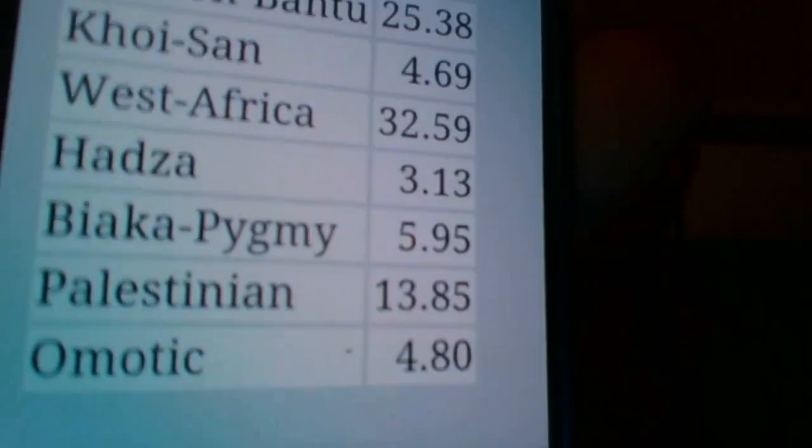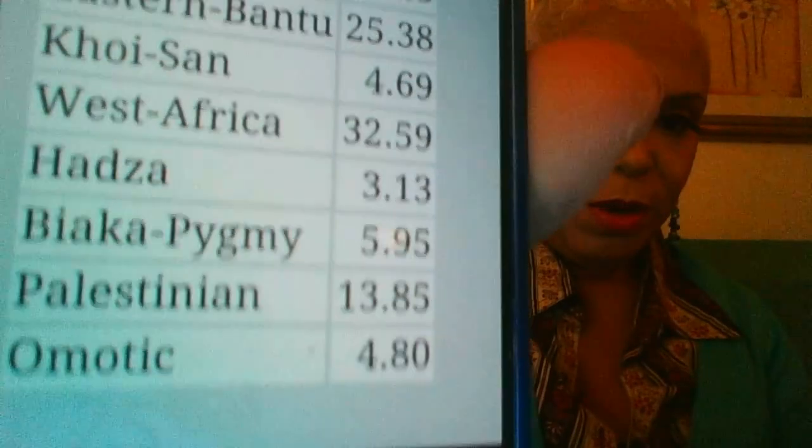We found with the Japanese one, Asian, and now I see with the Palestinian, this would be the proxy for all Middle Eastern ancestry. It seems to be quite high too. It seems like in my case, the Asian was actually lower than the European and Middle Eastern. See? Palestinian 13.85.